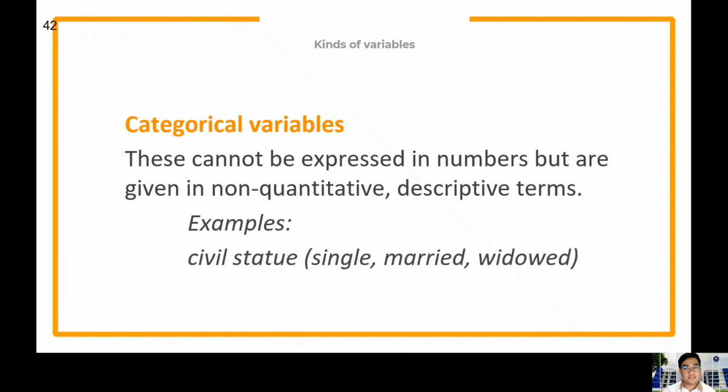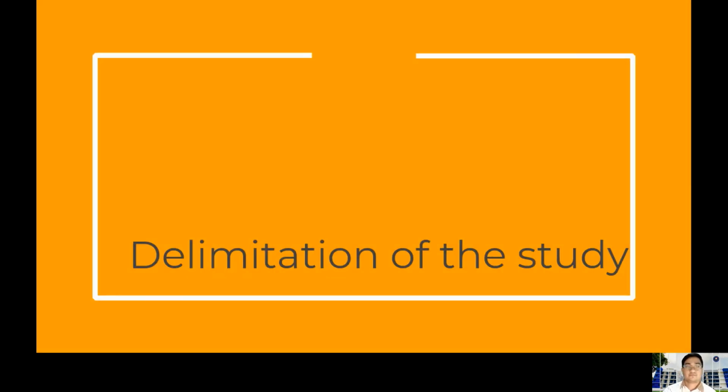So examples for this one is if you're asking for civil status, it can be defined, or your attribute should be single, married, or widow. Okay, so next is the delimitation of the study.